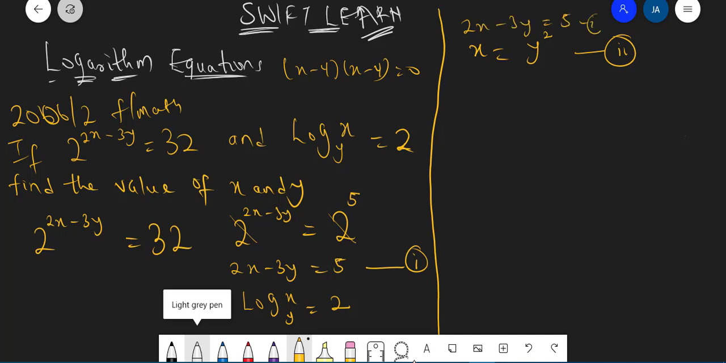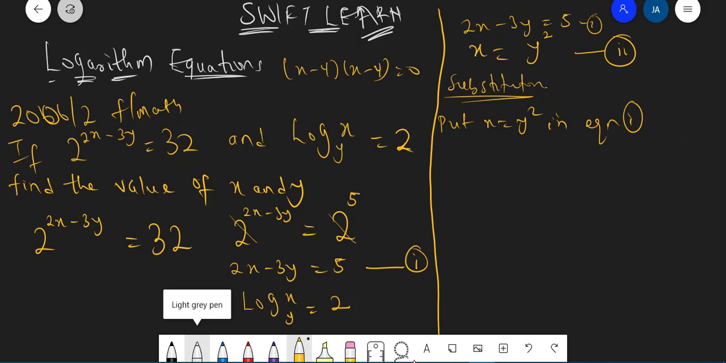Now, how are we going to solve this? You can't use the elimination method, it won't work. This is y squared. The simple thing to do is to use the substitution method. Do you get it now? Wherever I see x, I put y squared. So now this one has x, put x equals y squared in equation 1.